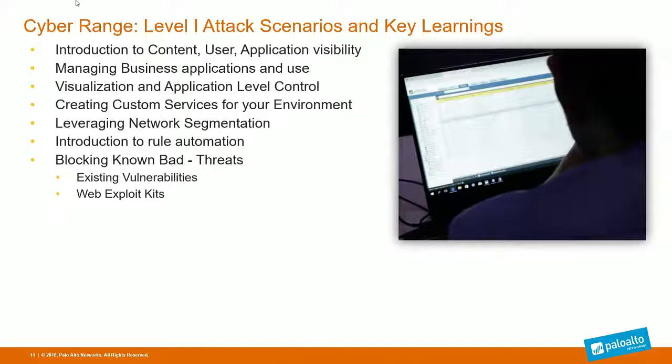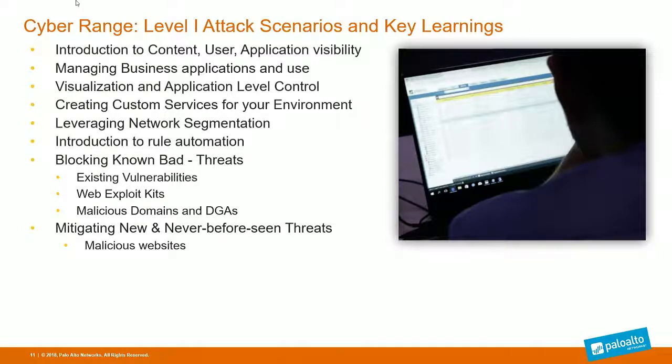As I mentioned, we're going to give you that thinking around what you know about the content, the users and the applications in your environment. What are you doing in terms of your business processes for the applications that you may or may not want to allow? What kind of visibility do you have into what's actually running in the environment today? Creating custom services for your environment, thinking through zero trust. What are you doing with respect to zero trust and bringing that into your network today through network segmentation? And then we're going to do some introduction to rule automation and then start rolling you into the attacks themselves. So that's the flow of the day.